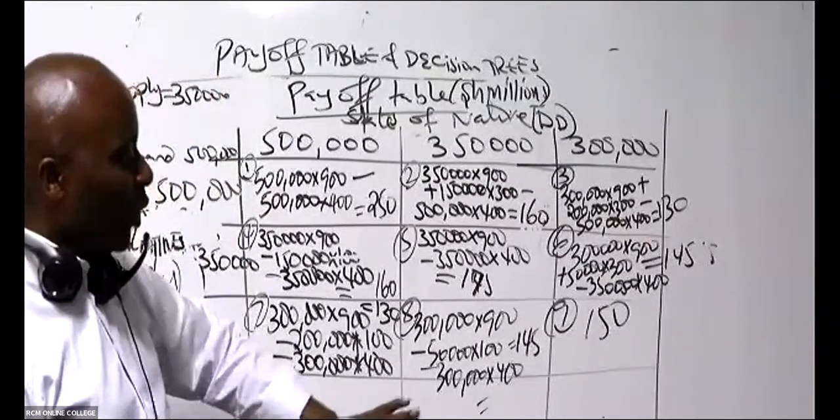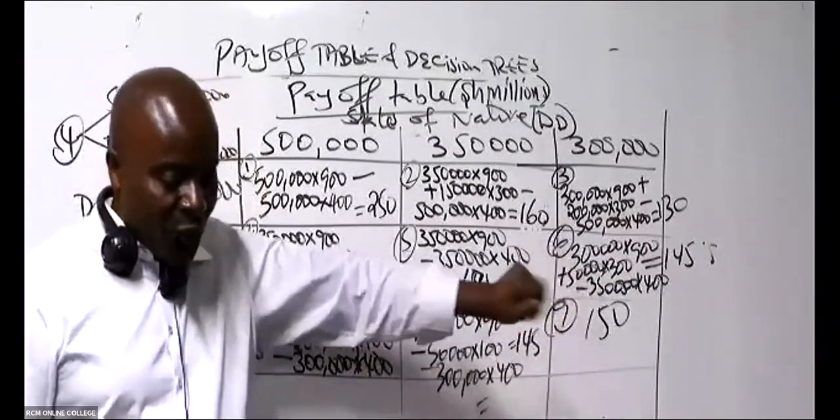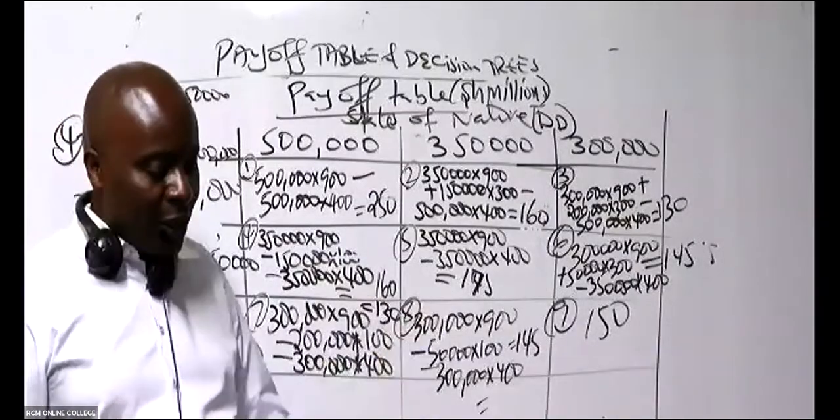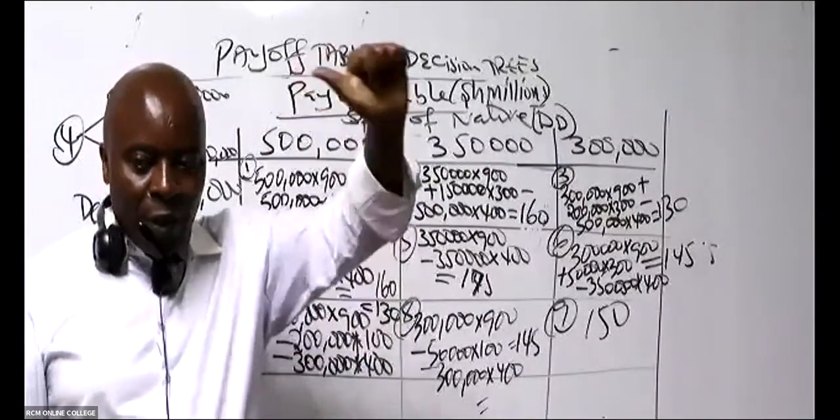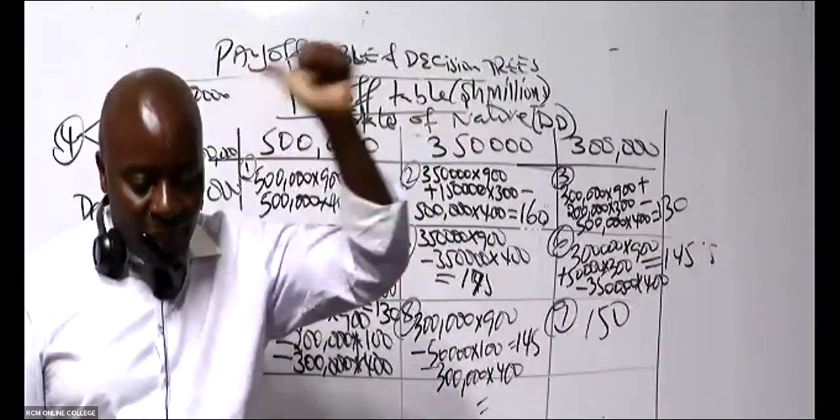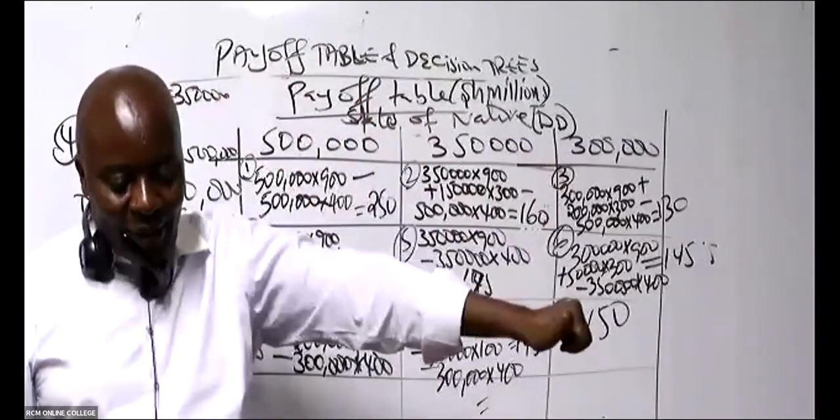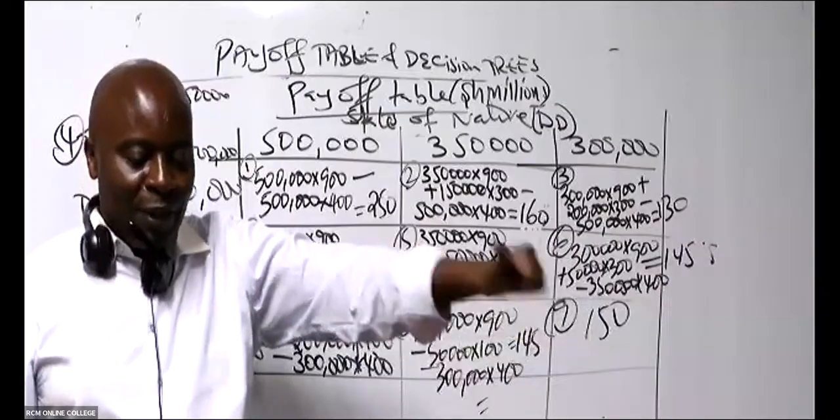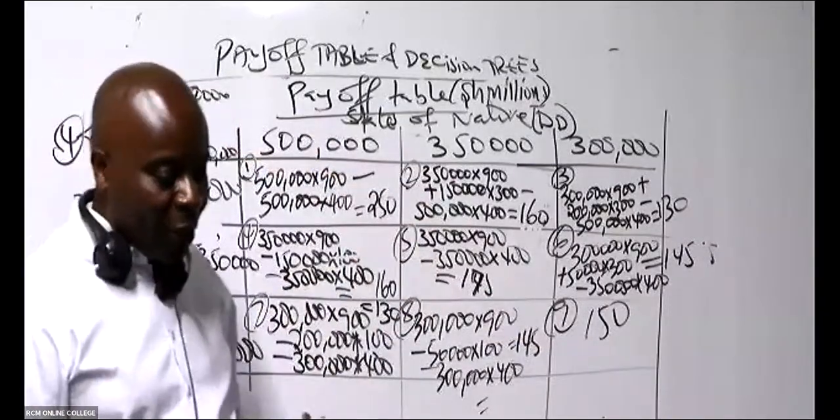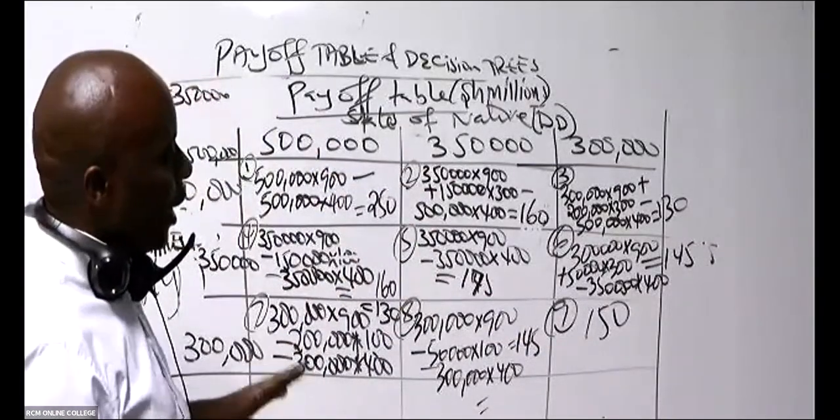Okay, first let's settle on number 9 before we go back to number 6. Let's settle on number 9 first. Is number 9, 150, correct? Everybody? 150 is correct. Now let's go back straight away to number 6.